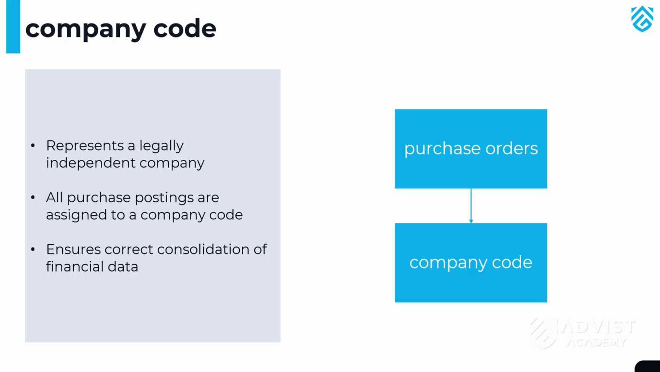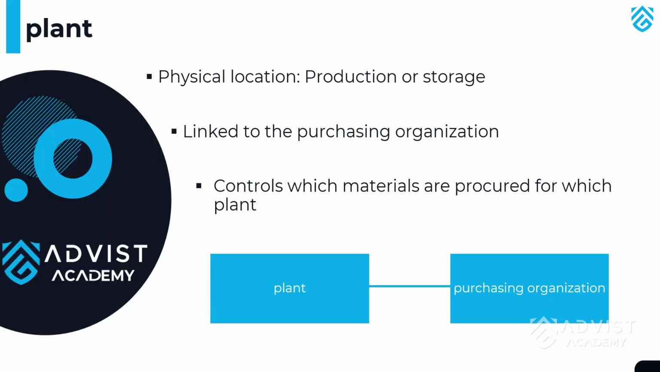All financial postings resulting from purchasing processes are assigned to a company code so that the financial data can be consolidated correctly. The plant refers to the physical location where materials are produced or stored. The plant and purchasing organization are linked so that purchasing can precisely control which materials are procured for which plant.